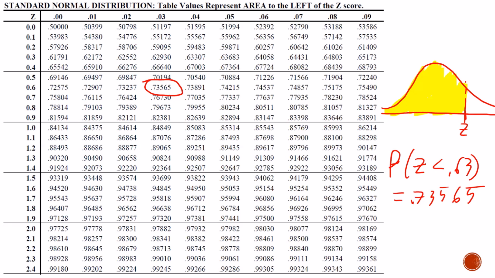Or another way you can say this, that's a probability, or if this is discrete, like if this is every person in the world, right? 73.5% are below 0.603. Does everyone think they can understand how to read this table? Even if you're having trouble understanding exactly what that means, that's okay. We will go through that.